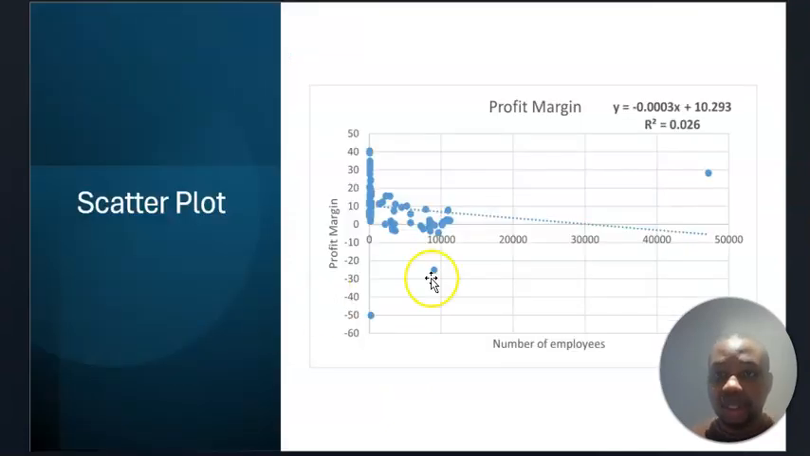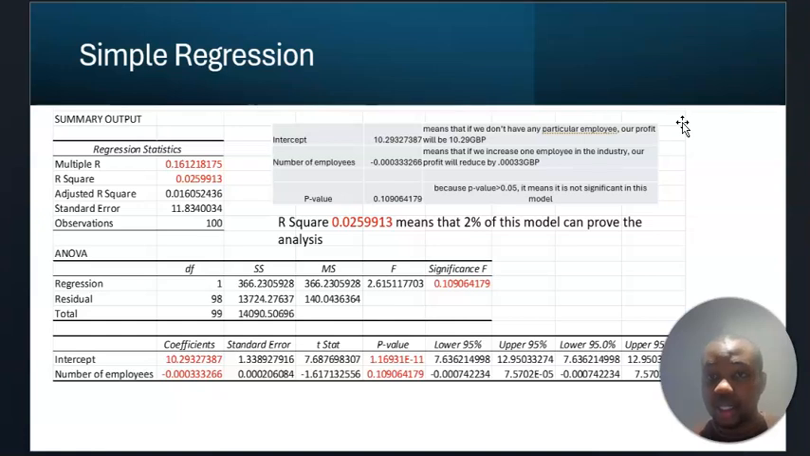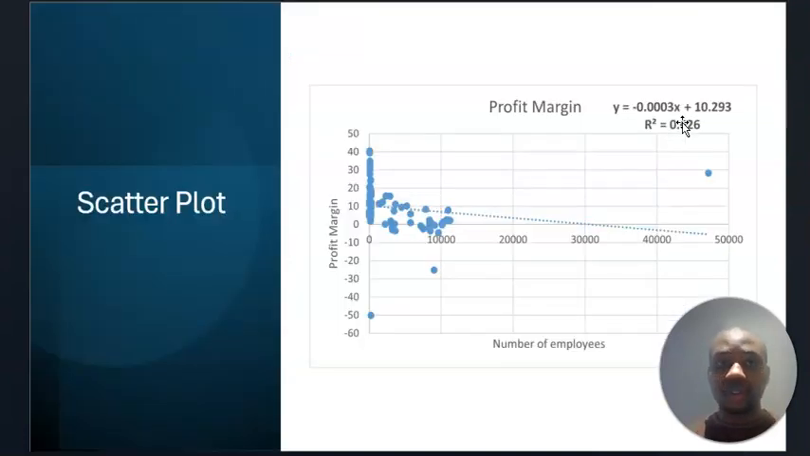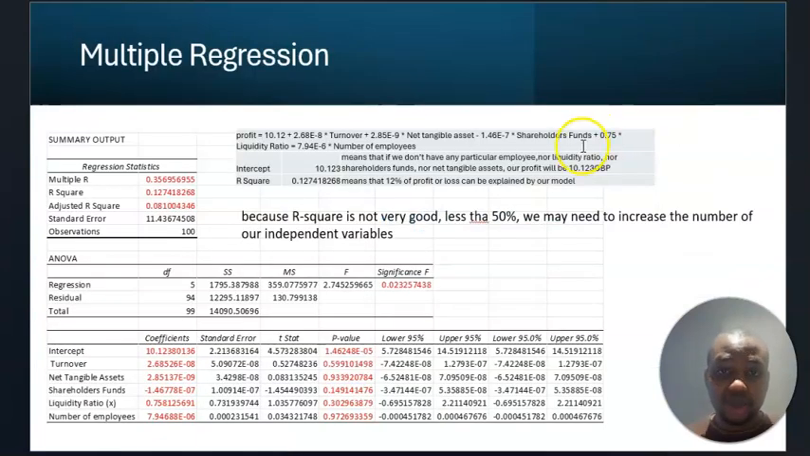Now, this is the scatter plot, and this is the equation for the scatter plot. Like I explained, the profit margin is y equals a coefficient times x plus this intercept. So when x is 0, that is the number of employees is 0, we'll be left with this as our profit, and R square, like I stated previously, is the percentage to which this model can explain the data. Now, this is the multiple regression.